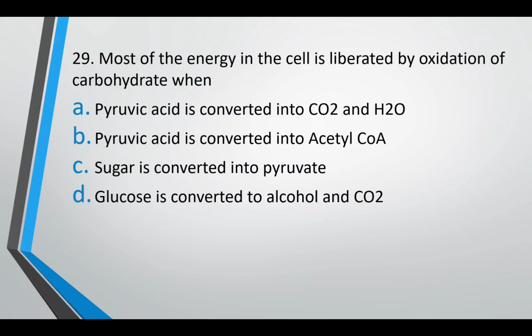Most of the energy in the cell is liberated by oxidation of carbohydrates when pyruvic acid is converted to carbon dioxide and water, pyruvic acid is converted to acetyl-CoA, sugar is converted to pyruvate, or glucose is converted to alcohol and carbon dioxide. Correct answer is option A, when the pyruvic acid is converted to carbon dioxide and water.